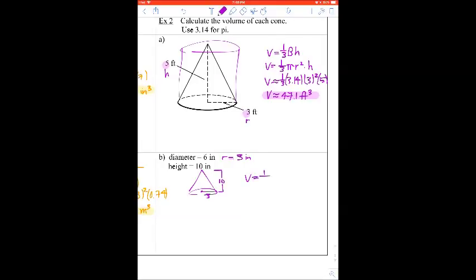And again, it's 1/3 area of the base times height, 1/3 pi r squared times h. We plug in 3.14 for pi. We have 3 for the radius squared times the height, 10. And if you do that substitution correctly, you should get rounded to the nearest tenth about 94.2 cubic inches.